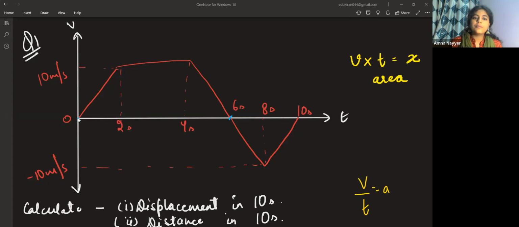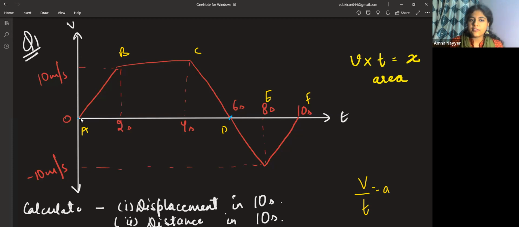This is saying 0 to 2 seconds. Initially the velocity increased, because we can see this is a slope, right? So we can calculate the acceleration of this. Let's say this is A, this is B, C, D, this part becomes E, this part becomes F. If I'm talking about AB, AB is the graph of a constant slope. So it means acceleration within this part AB remains constant, right?